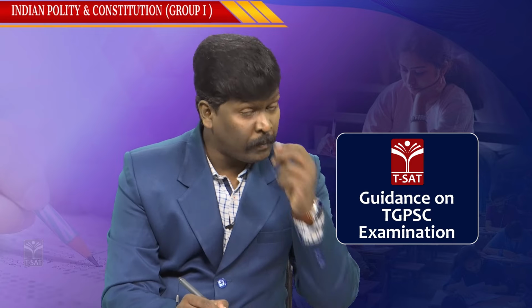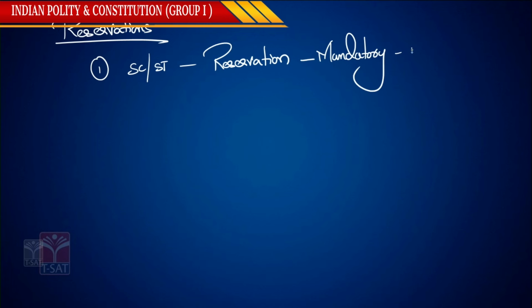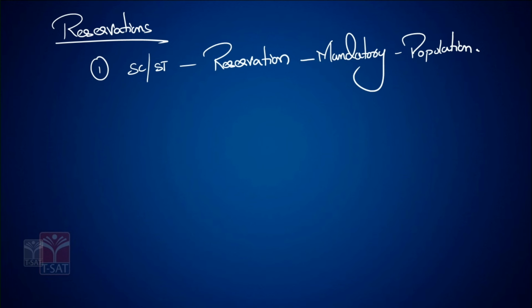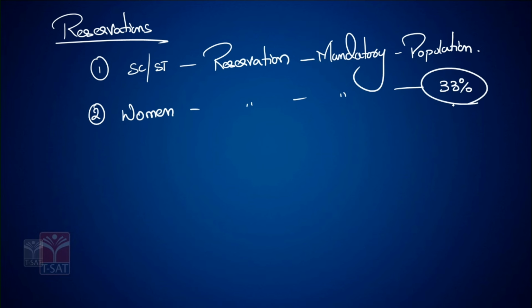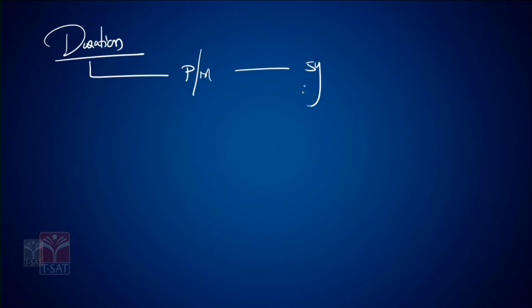Reservations. In both panchayati as well as municipality, one, SC and ST reservation of seats is mandatory as per their population. Two, women reservation of seats is also mandatory, up to 33%. Three, OBC reservation is not mandatory. Who will decide? The state government decides to give OBC reservation or not. This is your reservations. Now coming to duration, both panchayati and municipality, the duration is 5 years.